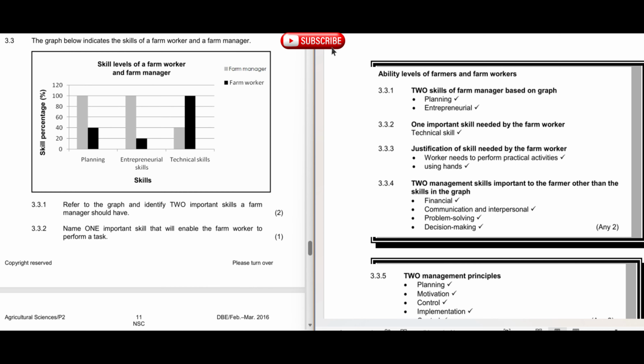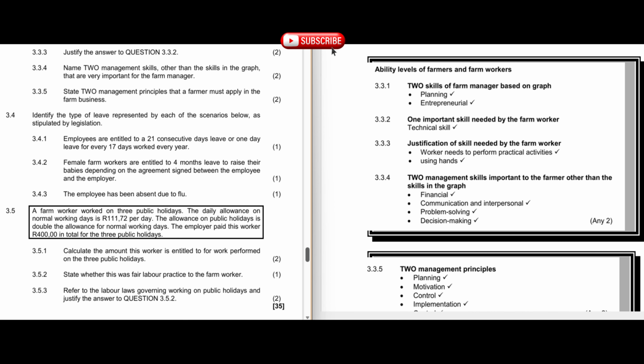3.3.1. Refer to the graph and identify 2 important skills a farm manager should have. 2 skills of a farm manager, based on the graph, are planning and entrepreneurial skills. 3.3.2. Name 1 important skill that will enable the farm worker to perform a task. 1 important skill needed by the farm worker is a technical skill. 3.3.3. Justify the answer to question 3.3.2. The worker needs to perform practical activities with their hands.